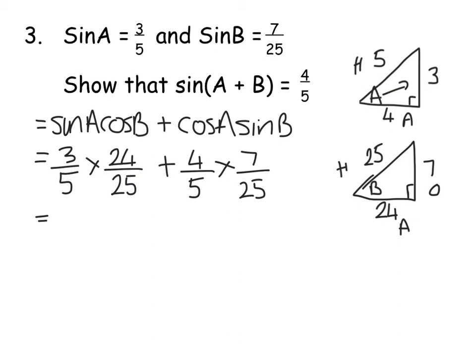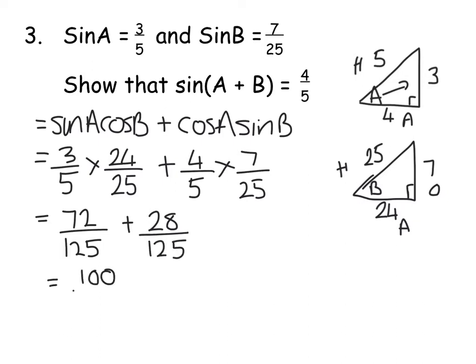From there we're going to do top times top, bottom times bottom. So 3 times 24 is 72 over 125. 4 times 7 is 28 over 125. Then when you add them together, that gives you 100 over 125. Both of them divide by 25, so that gives you 4 over 5, which was part of our proof, so that was as required.